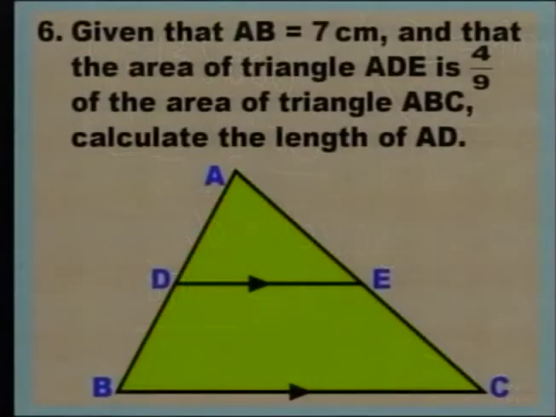All right, the last question. Given that AB is 7 centimeters and that the area of the triangle ADE is 4/9 of the area of triangle ABC, calculate the length of AD.